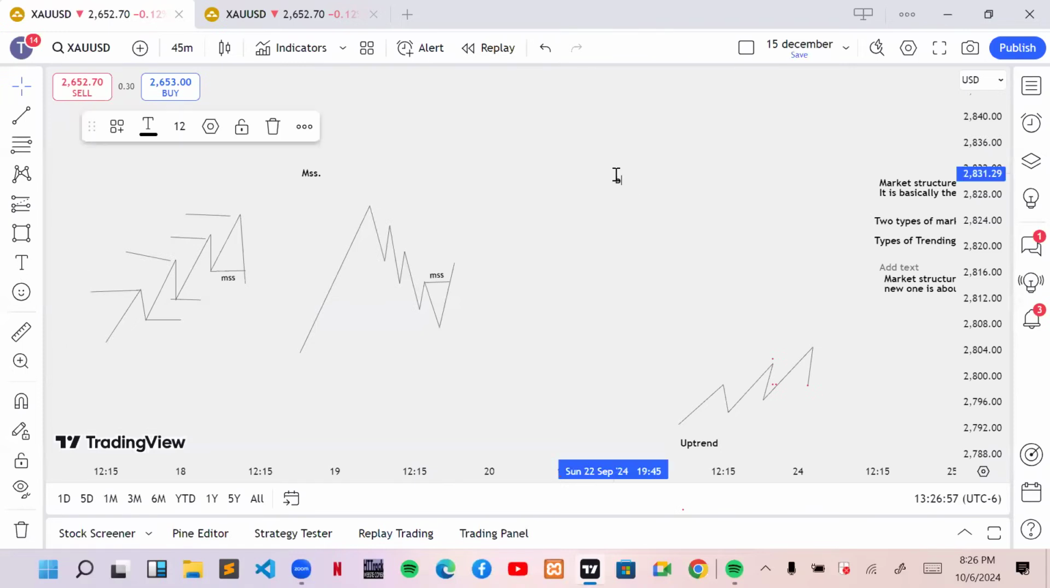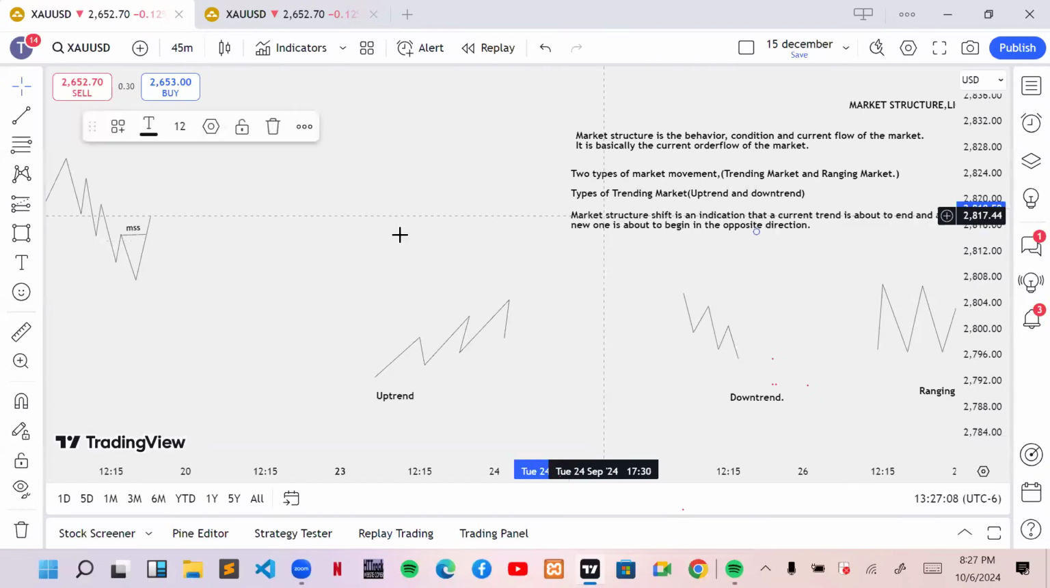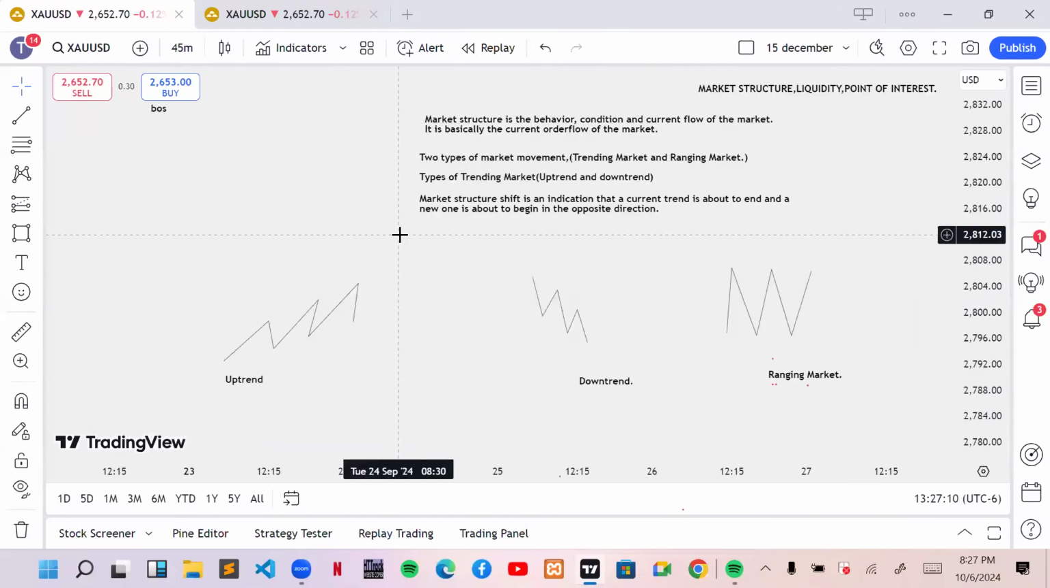A break of structure is when the market breaks a significant zone in price while still remaining in the same direction it was in before. In a market structure shift, it will change trend to the opposite direction. But in a break of structure, it will break a significant zone in the market, be it a high, a support zone, or a resistance zone, but it's still going to remain in the same trend it was on before. So let me write it down.